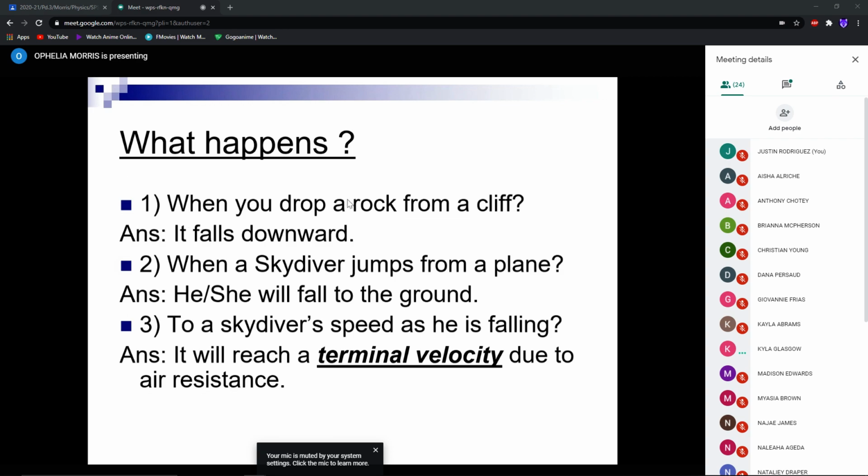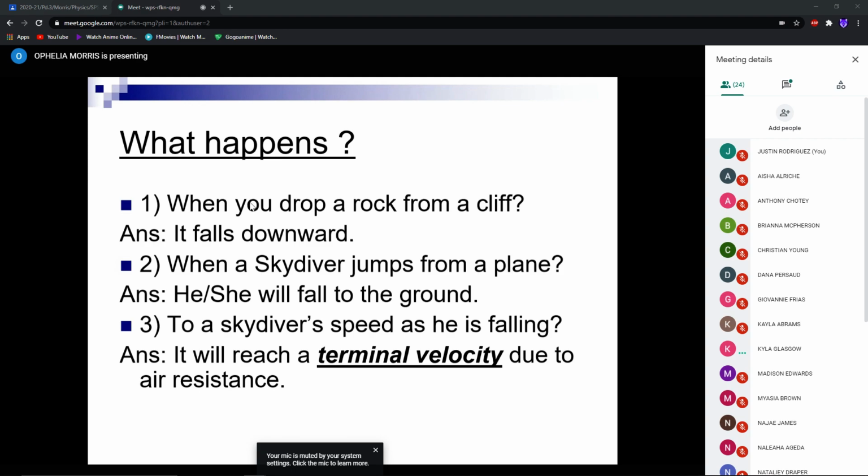Again, it says when a skydiver jumps from a plane, he or she will fall to the ground. So anytime you see a question where somebody's jumping and going downwards, they're describing free fall, basically saying the only force acting on that person in that moment is acceleration due to gravity. Again, when a skydiver speeds up as he is falling, we're going to introduce a term called terminal velocity.